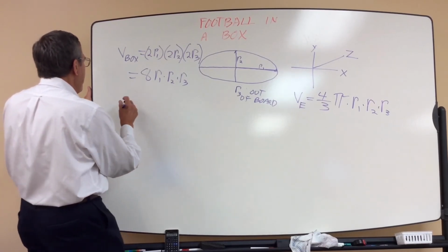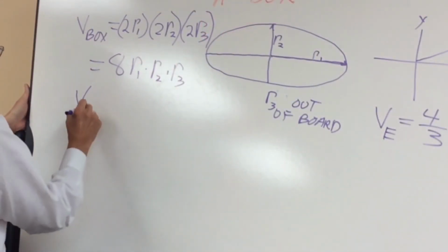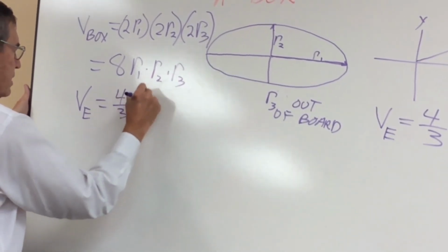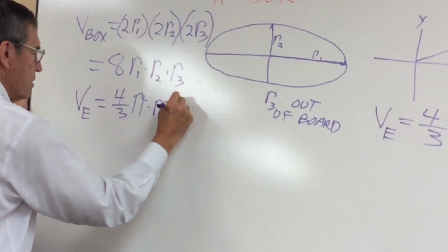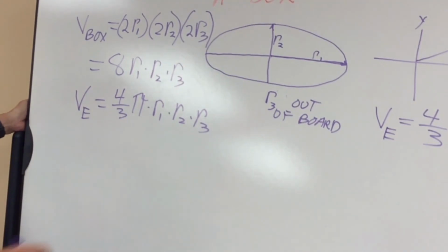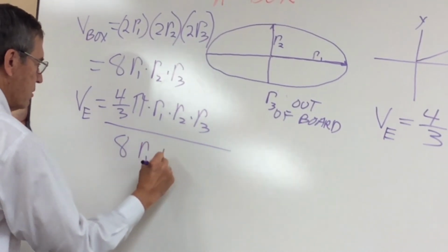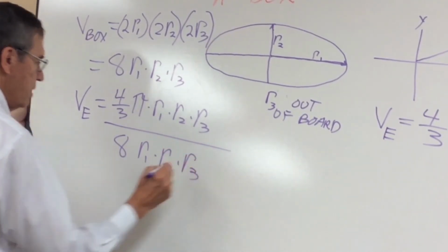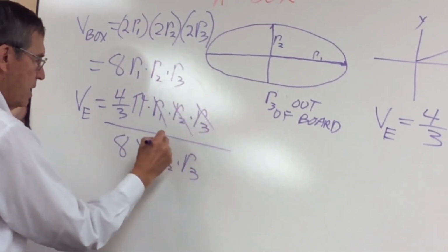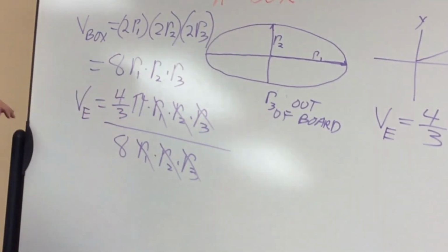So let's form the ratio. The box is the bigger, the ball goes in the box, so we're going to take the volume of the ellipsoid. It's going to be equal to 4/3 pi, and we'll just write it out, R1 times R2 times R3. Realizing R2 and R3 are going to be the same. We divide that then by 8, R1 times R2 times R3. Okay? Well, guess what? The R's go away.